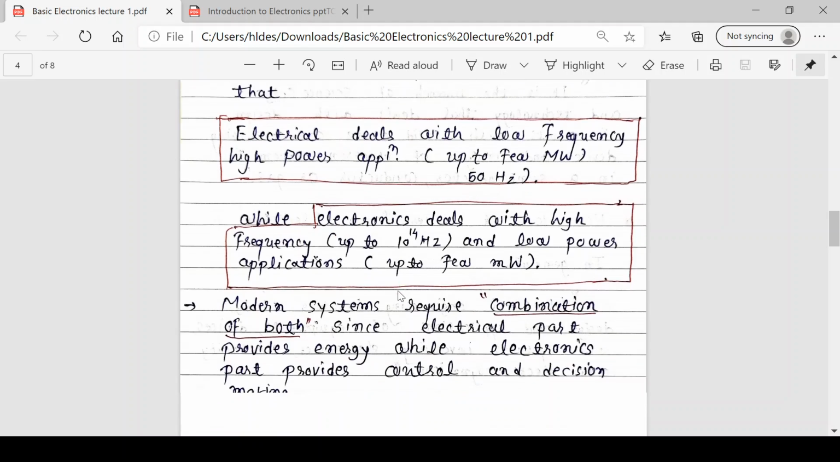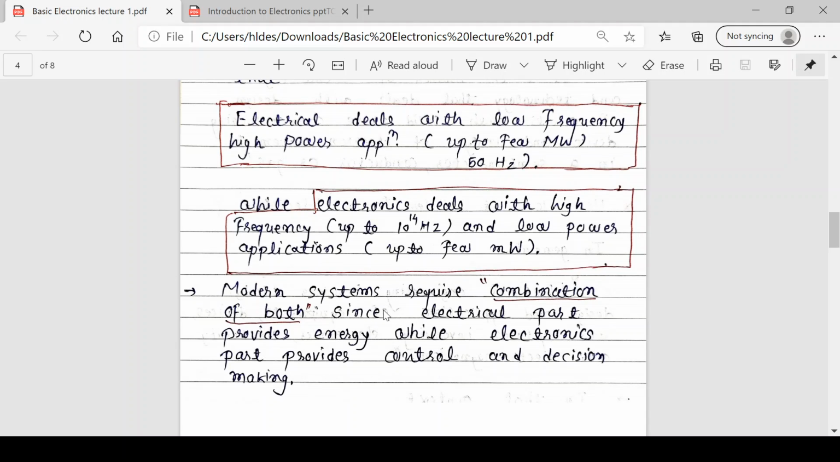But most of the modern equipment uses a combination of both. For example, a washing machine. The washing machine runs on electrical supply, but the control, the working, the operation is controlled by electronics and microprocessors. So most of the systems have a combination of electronics and electrical. Electrical will merely supply the energy, and the electronics will cause its operation, control, and variations. So this is all about the comparison of electrical and electronics.